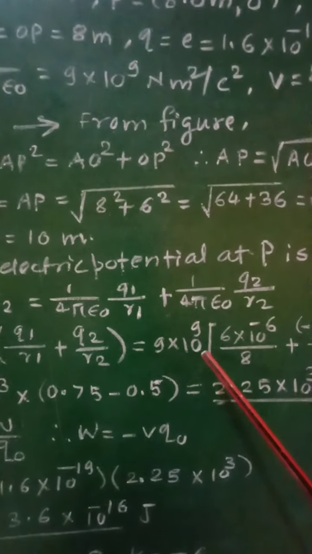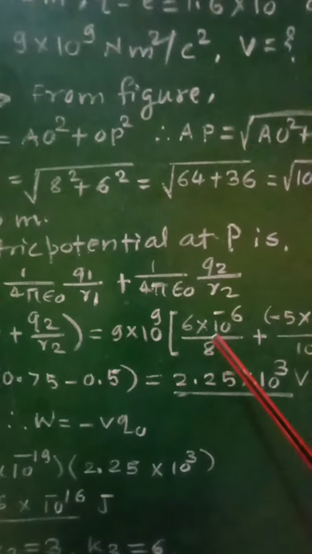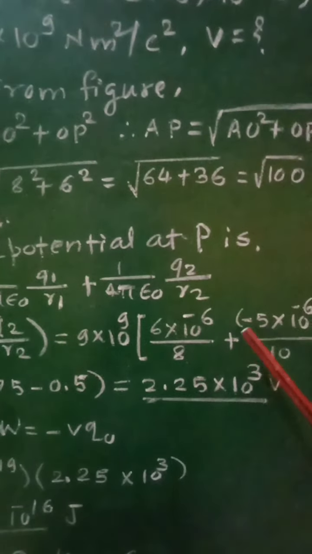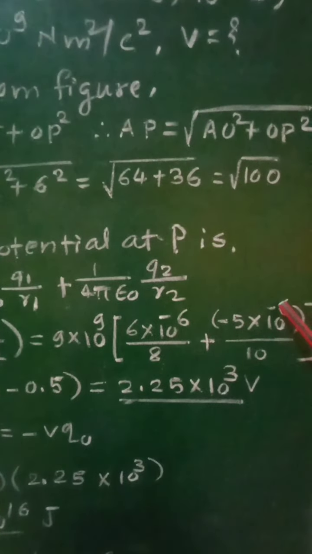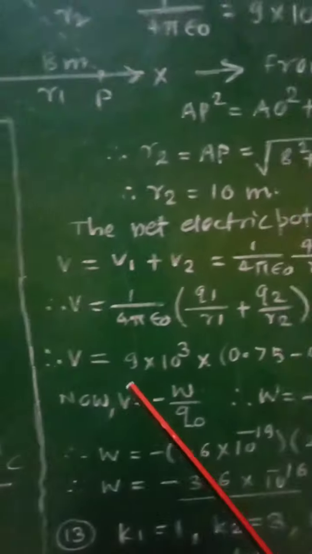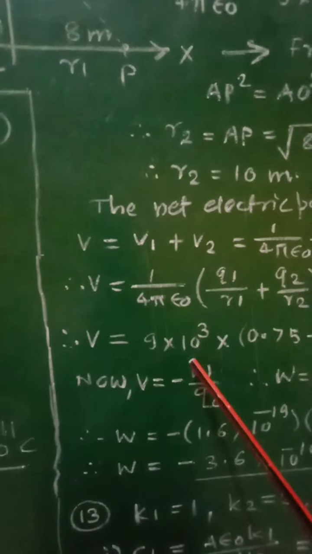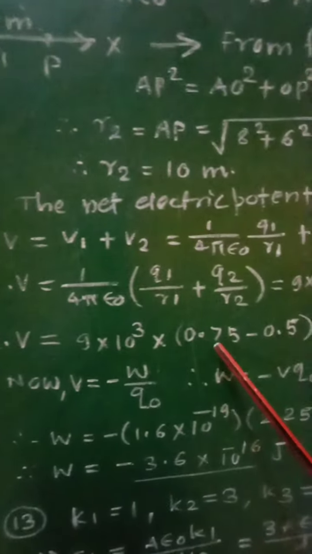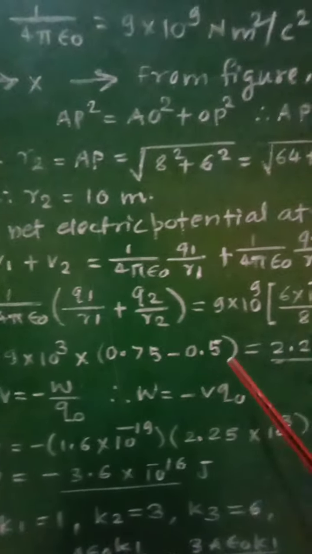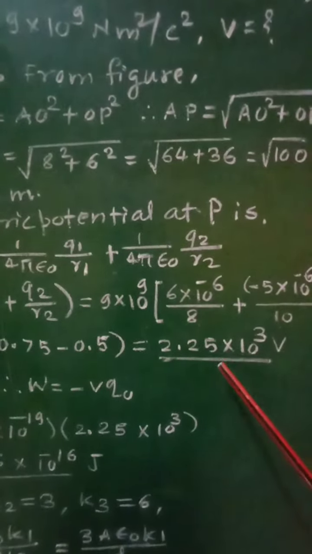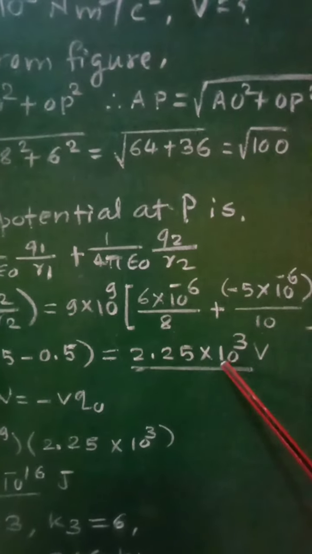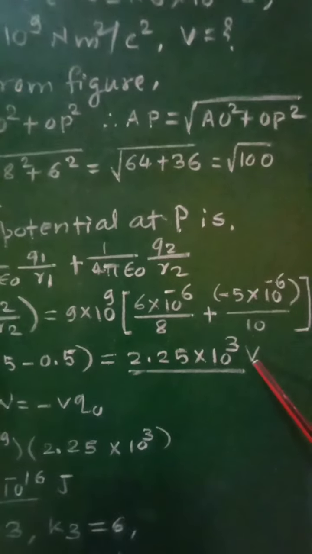of Q1, Q2 and R1, R2, we will get 6 into 10 raised to minus 6 upon 8 plus minus 5 into 10 raised to minus 6 upon 10. Simplifying this, we will get phi equal to 9 into 10 raised to 3 into 0.75 minus 0.5, which comes out to be 2.25 into 10 raised to 3 volt.